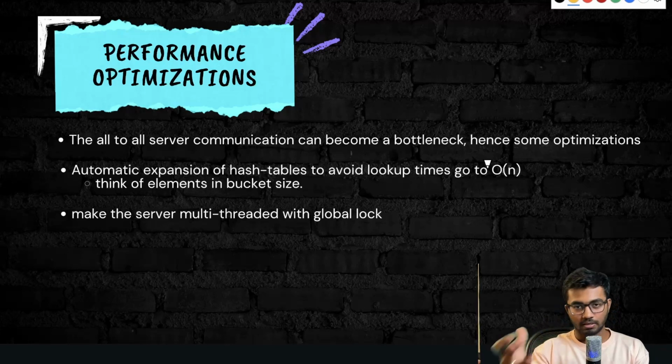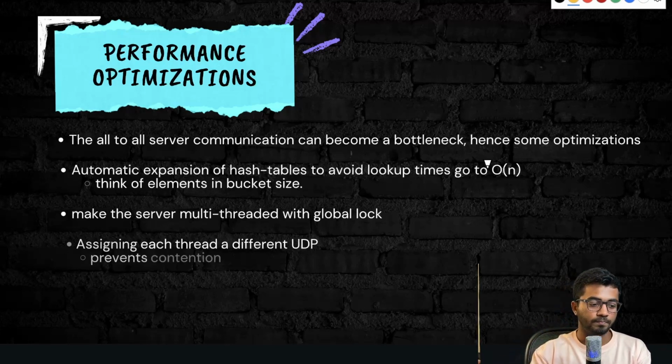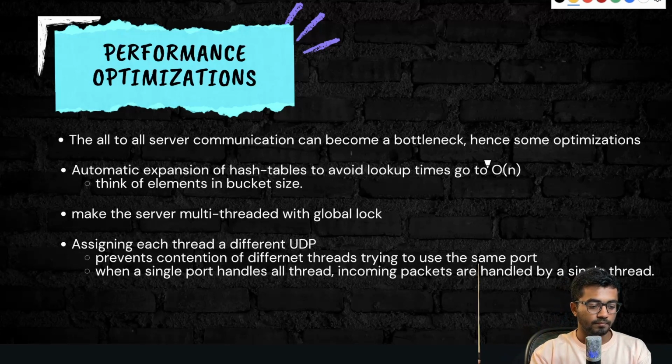A whole Memcache server can be made multi-threaded with a global lock. With a global lock, multiple threads can be used to compute all the things that we wanted to do. And then each thread has to be assigned a different UDP port, because if each thread is assigned the same UDP, then all the incoming packets through that network communication are handled by a single thread, and it has a lot of context switching overhead. So if every thread is given an independent UDP port, then this problem is solved.